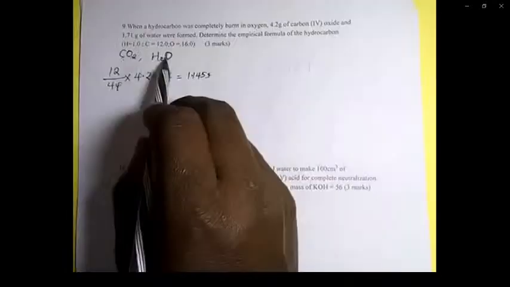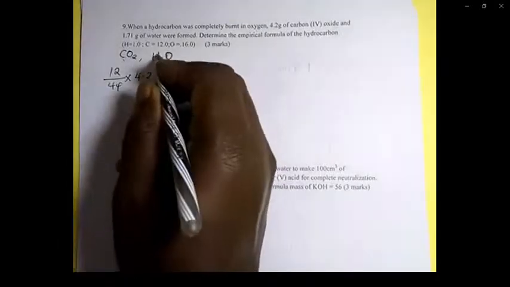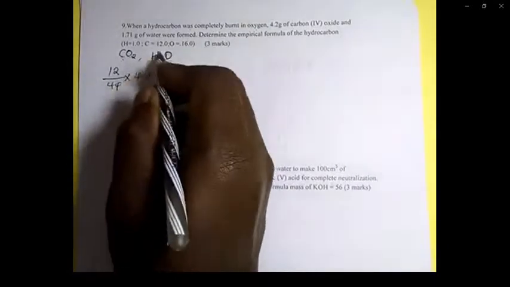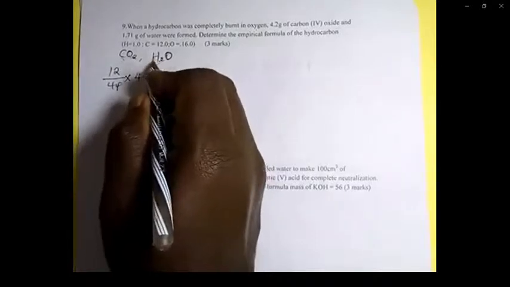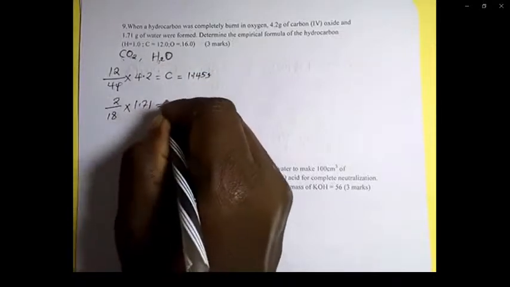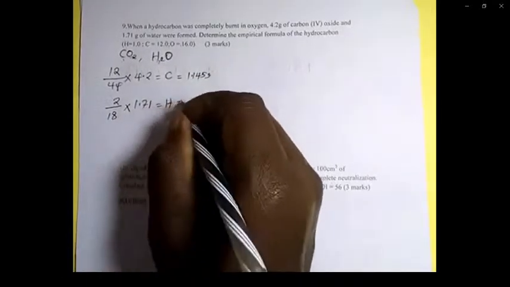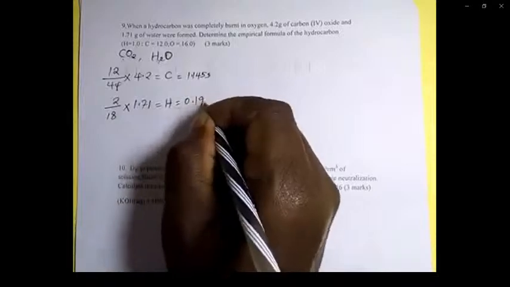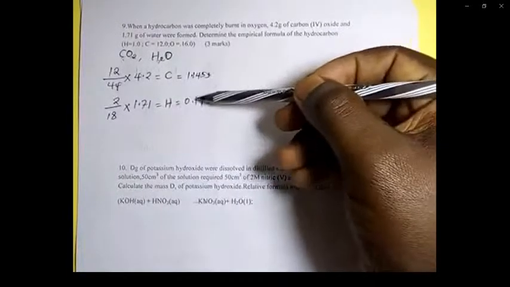Similarly, let us get the mass of hydrogen from water. The total mass of water is 18, and hydrogen, there are 2 of them, so 1 plus 1 is 2. So 2 divided by 18 times the total mass, which is 1.71, we will get the mass of hydrogen, which is 0.19 grams. Now we have the mass of carbon and the mass of hydrogen.